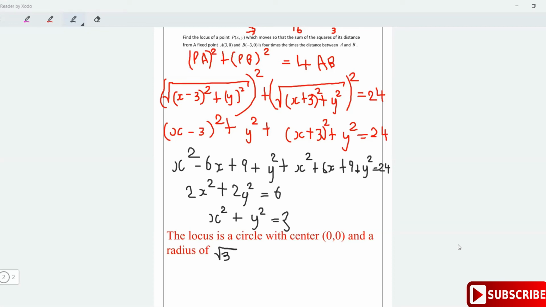Now, of course, I'm always going to show you what is happening. So let's have a look at what is happening on the Geometer Sketchpad.